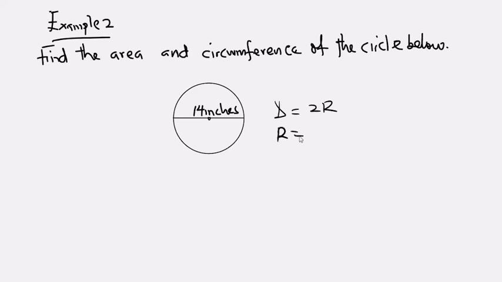Therefore, our radius is equal to d over 2. So in this case, our diameter is given as 14 inches. So we divide 14 by 2, and then we get 7 inches for the radius of the circle. Now, having the radius, we can now substitute into the formula.